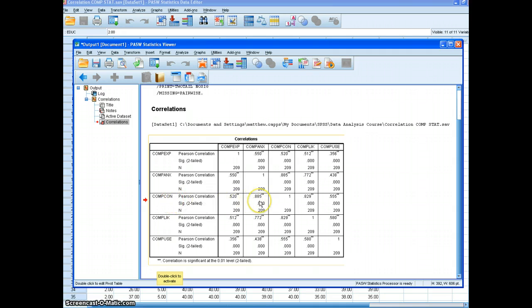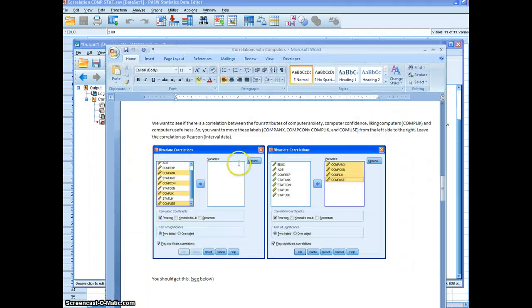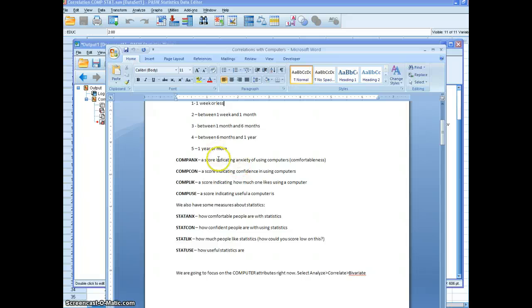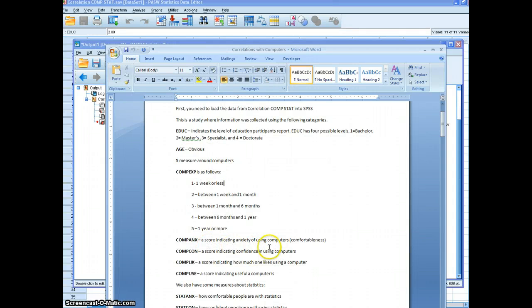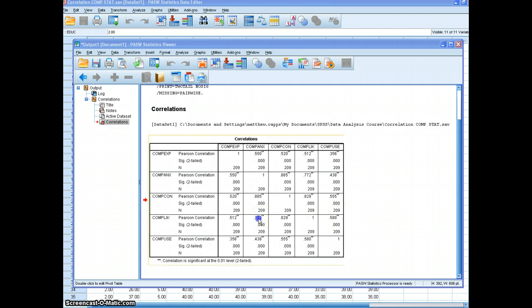This one, computer competence and computer anxiety, has a much stronger correlation. It's 0.885, closer to 1, and it's significant as well. So how confident you are with computers has a whole lot to do with how comfortable you are with them. Remember from the example that we gave, with computer anxiety a higher score means you're more comfortable. That makes sense. That seems like that would be true.